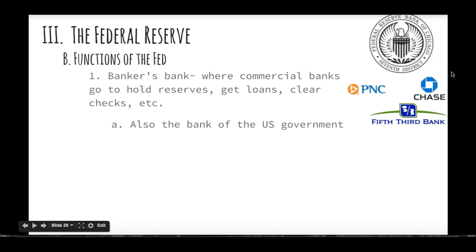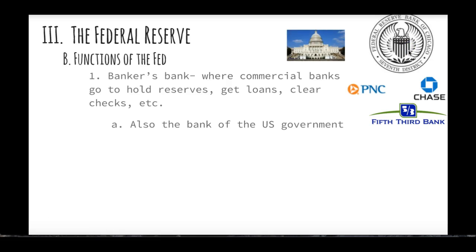The Fed is also the bank of the U.S. government. So while these three banks, for example, and all the other ones within the Chicago district go to the Chicago Fed, the government will also go to the Fed. They will also have their money stored at the Fed.